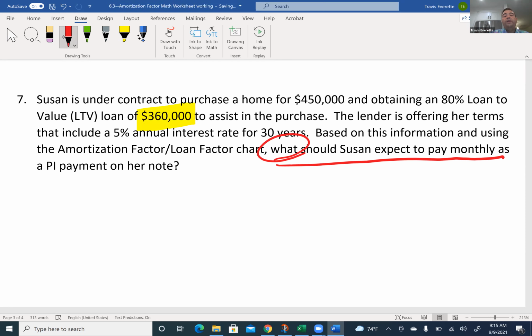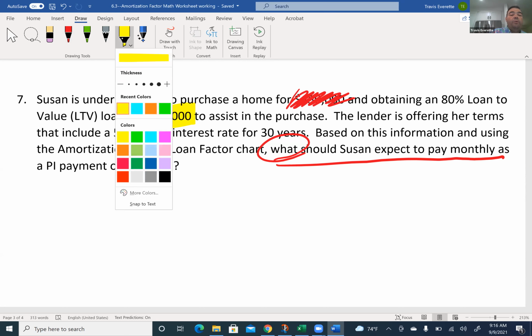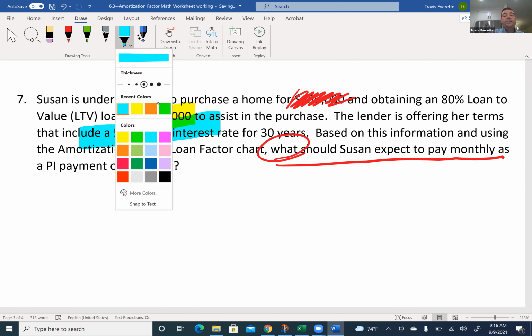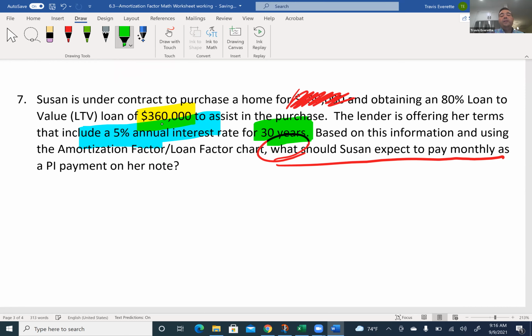Let's talk about this $450,000 purchase price right here. Folks, this number is garbage. It's a loan payment. You don't make loan payments based on how much you pay for the property. You make loan payments based on how much you borrow. Because the truth is, Susan is not borrowing all of that money. She's only borrowing $360,000, so her payment's going to be based on the $360,000. It says the lender is offering her terms that include a 5% annual interest rate. Okay, so that's going to be important, 5% annual interest rate. And then it says for 30 years. So that's going to be important.